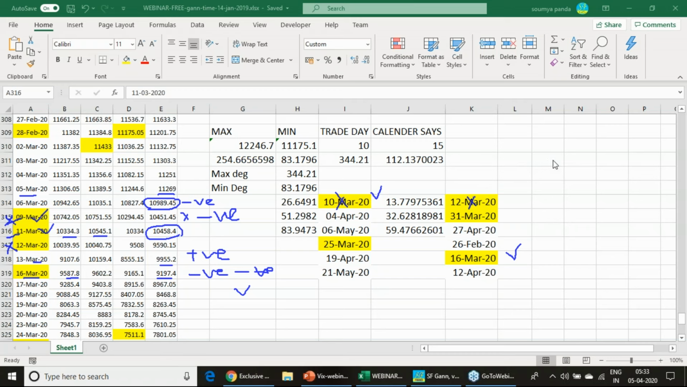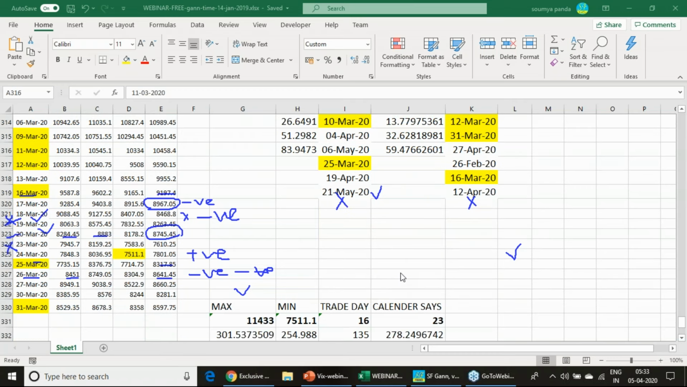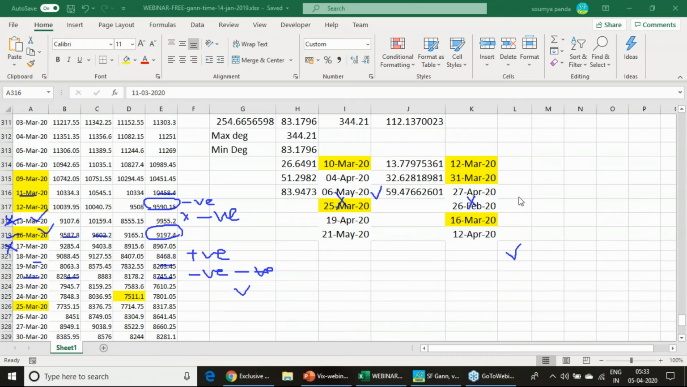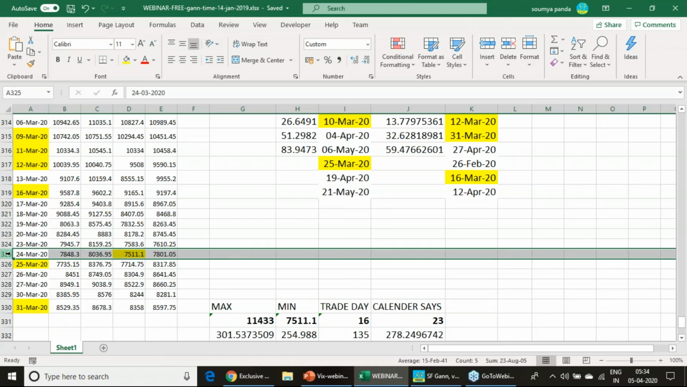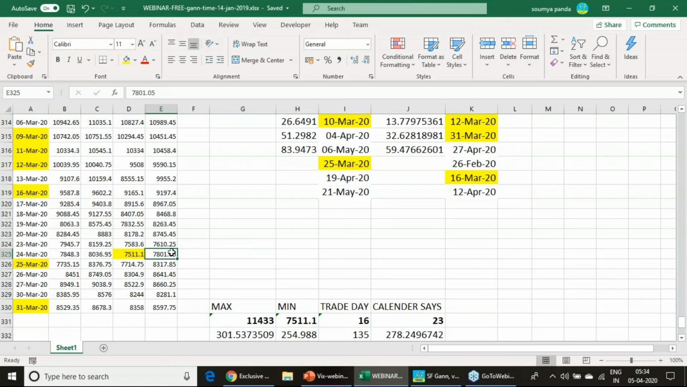Now coming to the next dates. The next days are also very important. Post the 16th, we have the 25th and the 31st. For the 25th, we need to go to the 24th. On the 24th, if you can see, we have a positive closing as compared to the 23rd.